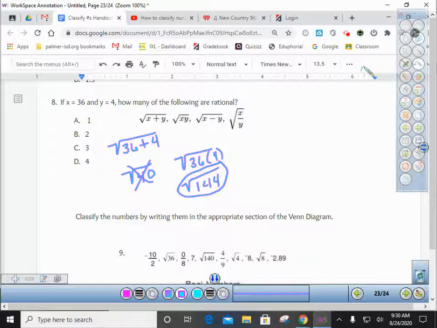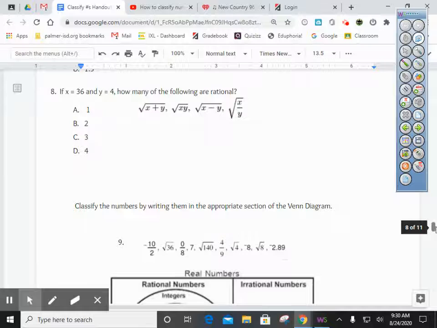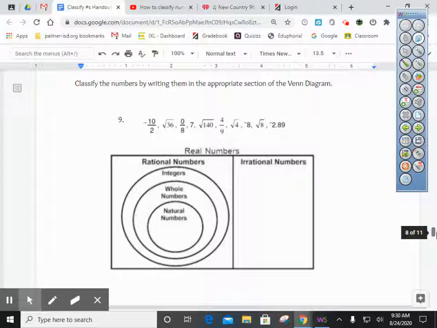And then I want to make sure you understand the little bull's eyes on the back right here. Okay? Negative 10 divided by 2 is negative 5.